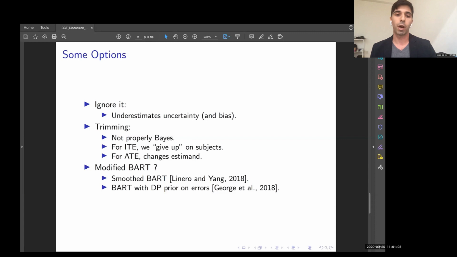There are these interesting modifications to BART, and one of the nice things I like about the BCF paper is that it hints at the fact that you can maybe plug in different things for mu and tau.